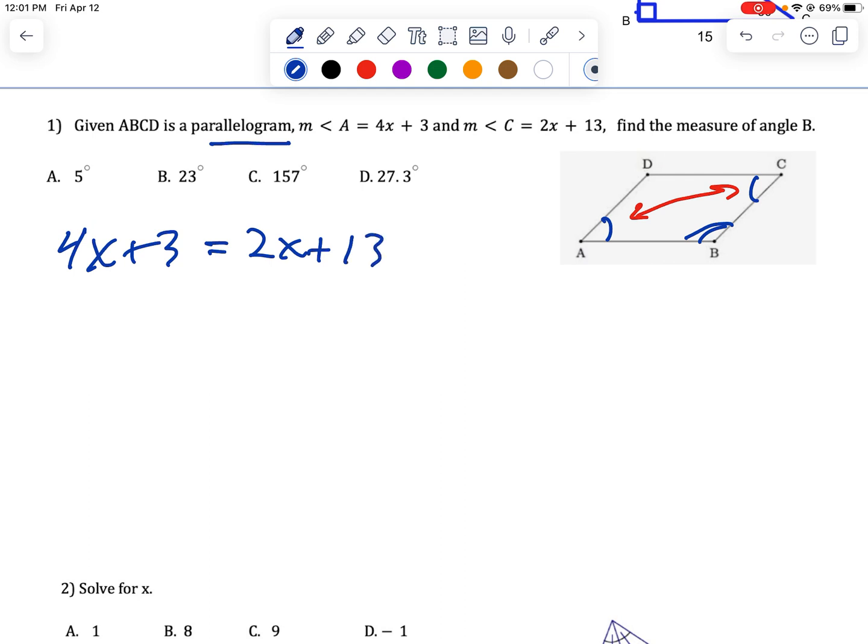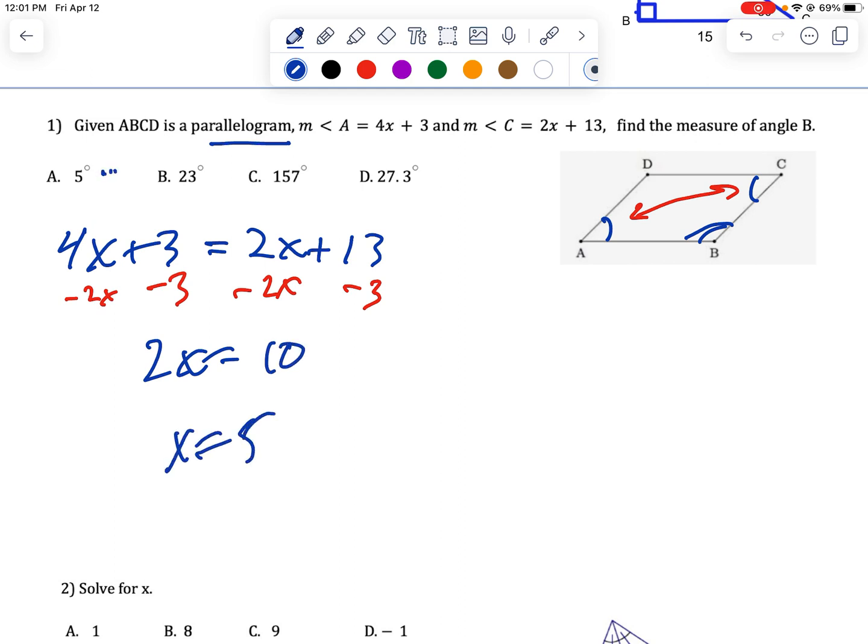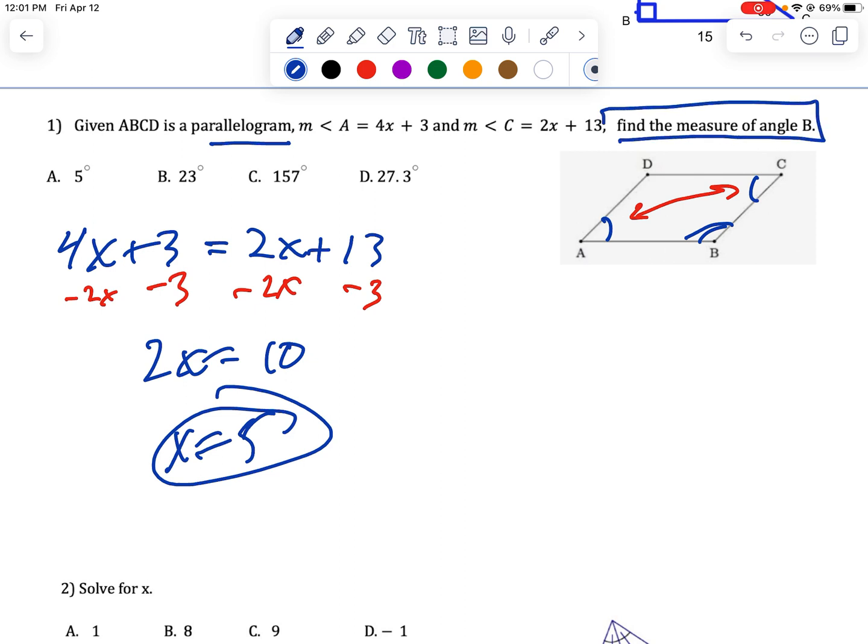Subtract the 2x, minus the 3. I get 2x equals 10, so x equals 5. Now, look, there's 5 right there. I must be done. Oh, wait. Don't let it get you. X is 5, but pay attention. Are we done yet? We are not done. I have to find the measure of angle B.